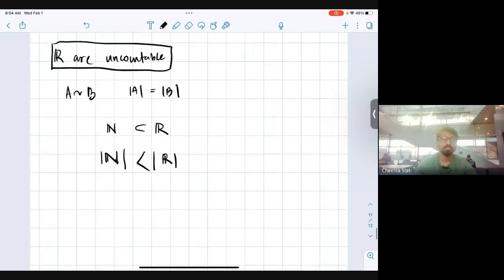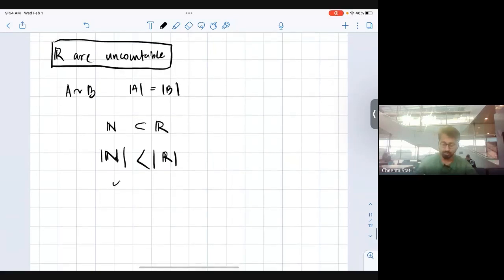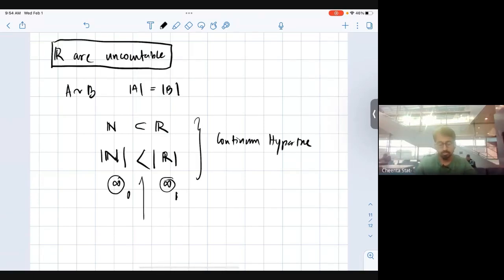So therefore, there are two different kinds of infinity. This is the normal infinity, and this is another kind of infinity. There is something called the continuum hypothesis, which is not proved yet, which says that. But understand, there could be a lot of different infinite sets between the natural numbers and the real numbers. Let's say sets like this.